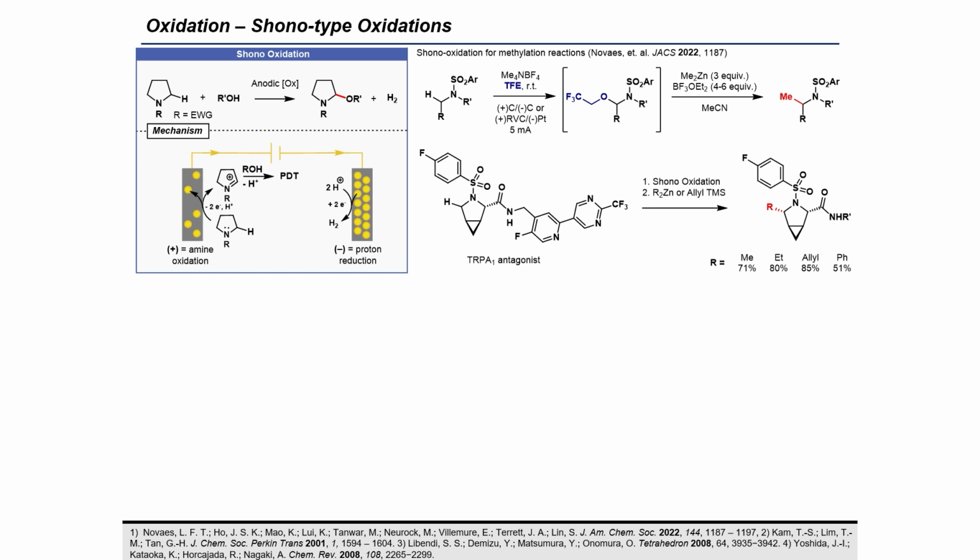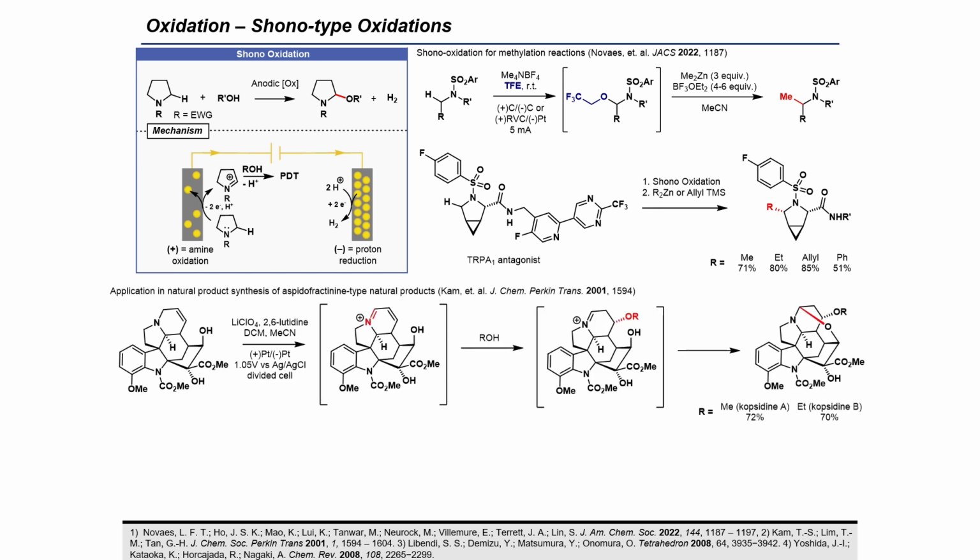This resulted in a neat approach for a formal C-H methylation which tolerated complex pharmaceutical molecules such as this TRPA1 antagonist. The only limitation of this approach, and more generally the Shono, is the need for an electron withdrawing group on the nitrogen to temper the reactivity of the iminium.